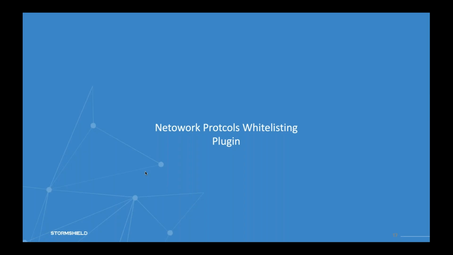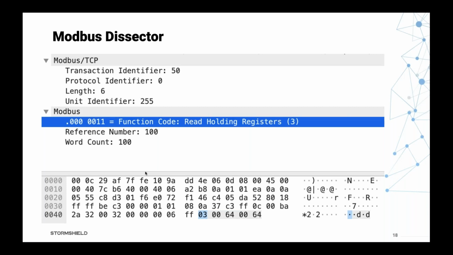So finally, coming to network protocol whitelisting, or what we call in Stormshield, the plugin. And here I want to refer you to a very nice tool that most people in networking know about, which is Wireshark. Wireshark has something called dissectors. Dissectors are similar to the functionality of Stormshield plugins. They are kind of an engine that reads the bytes, understands the protocol, and shows the protocol to us in this nice way in the feed.